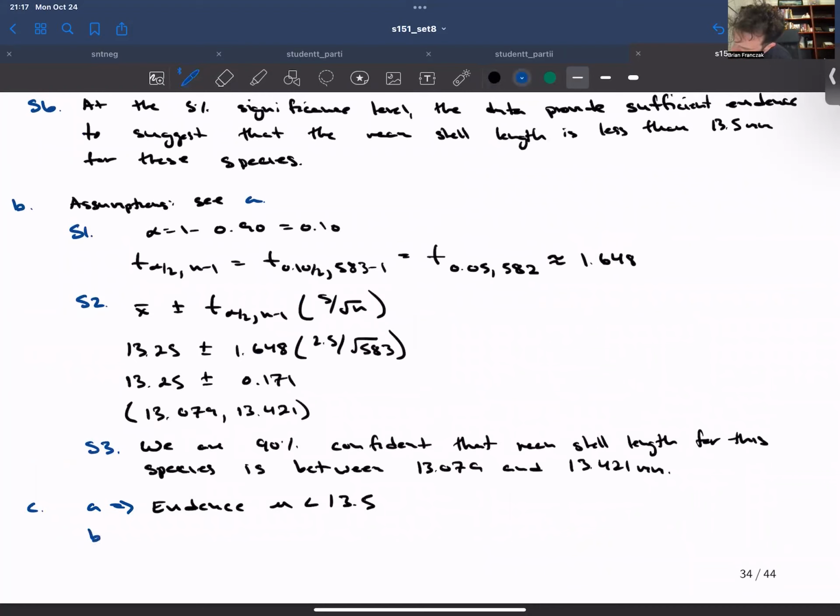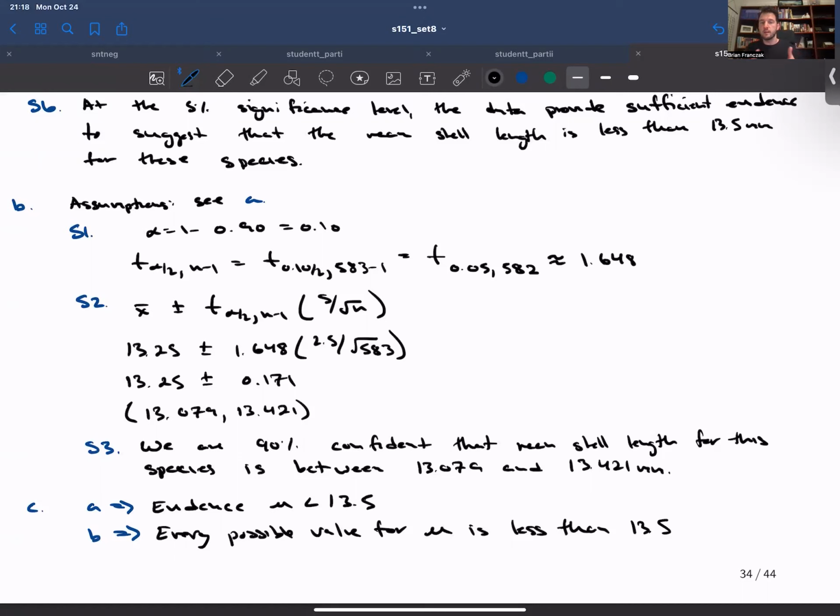B is giving us an interval where every value in the interval is less than 13.5. The highest value in the interval is 13.421, which is smaller than 13.5. So every possible value for mu is less than 13.5. Therefore the two agree.